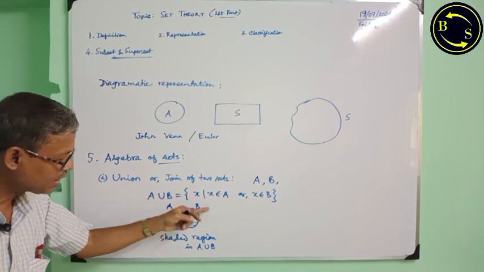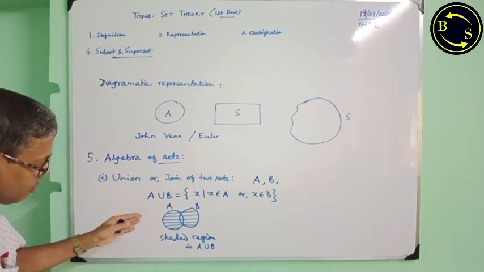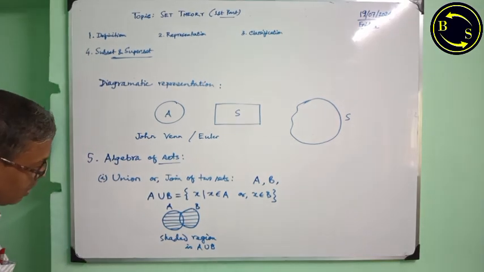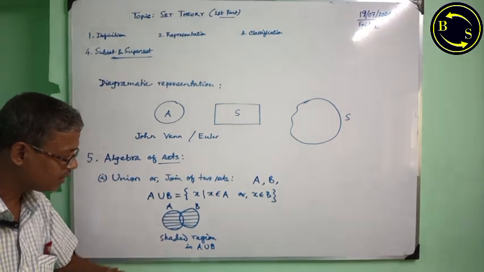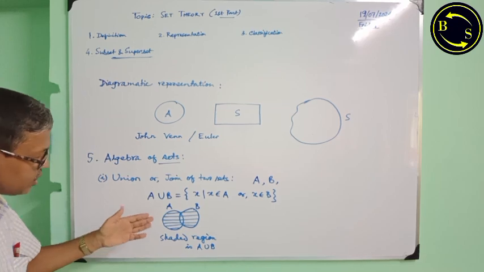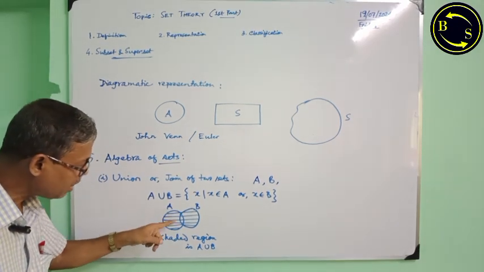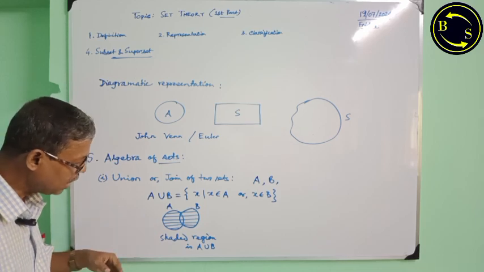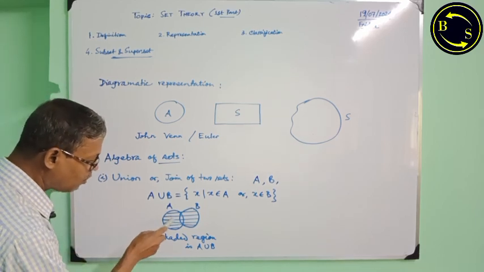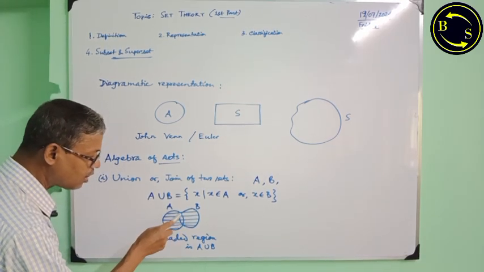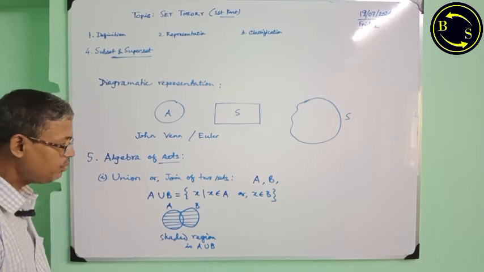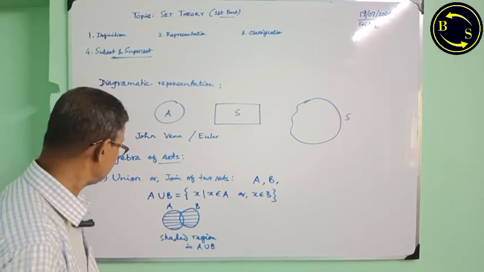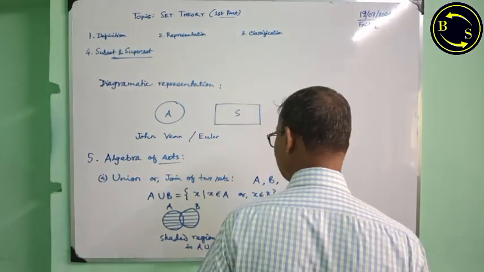By the Venn diagram we have expressed here the union of two sets A and B. This shaded region is the union. You see, there is a common part in between A and B. While we discuss union, the uncommon parts as well as the common part will be part of the union of two sets A and B. We take an example.